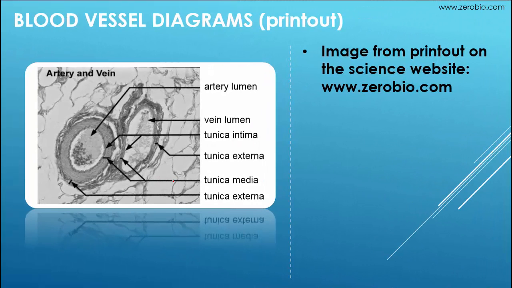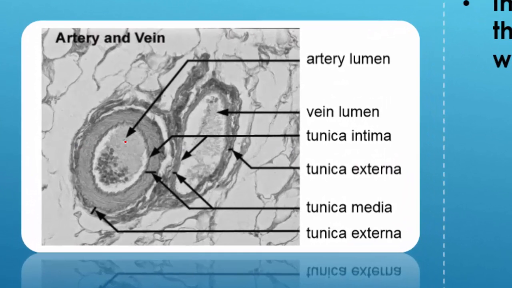Now, this gets into the printouts that you should have from my website, www.zerobio.com. This one is called Blood Vessel Diagrams, and I believe it's a PDF. This is just a cropped image of it. And here, once again, you will now have your own printout of a photograph of an artery and a vein. So notice the labels. We've got the lumen. There are some blood cells already in this artery and in this vein. So that's what this stuff is. But you've got the lumen. You've got the tunica intima, which is present here in the artery and here in the vein.